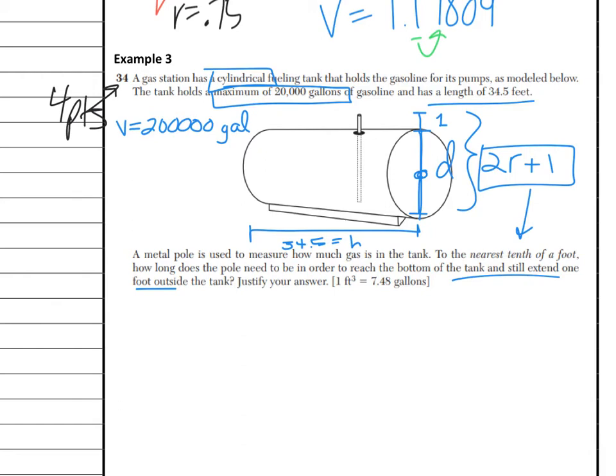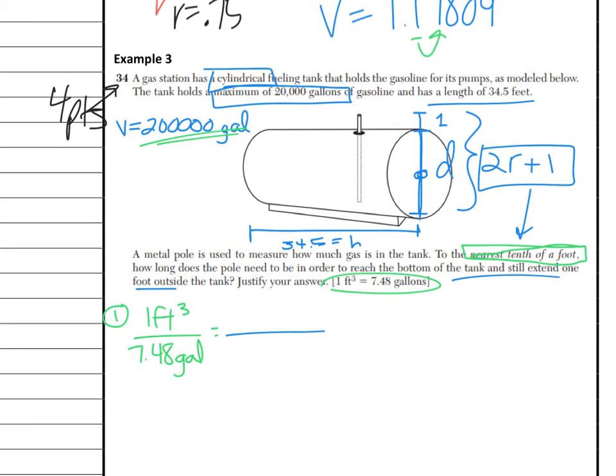Okay? So I'm going to look at this, and it says that 1 foot cubed equals 7.48 gallons. And I want to find my answer in feet. So I have to have my radius in feet, and right now my radius is related to gallons. So the first step is to convert. So it says 1 foot cubed per 7.48 gallons. We're taking skills from 9.6 and transferring that knowledge right here. So I've got to have feet cubed over gallons. I don't know the number of feet cubed, but I do know that the volume is 200,000 gallons.